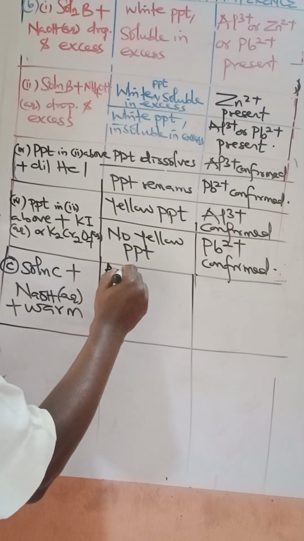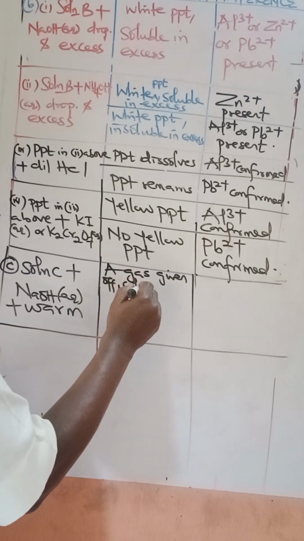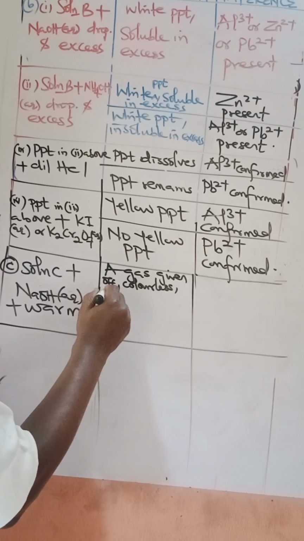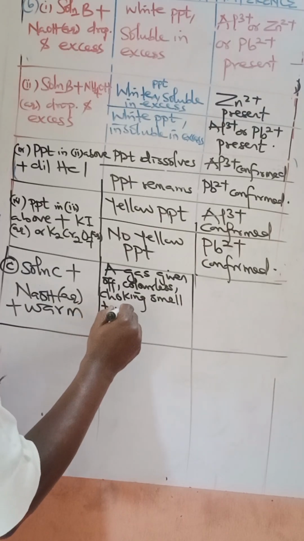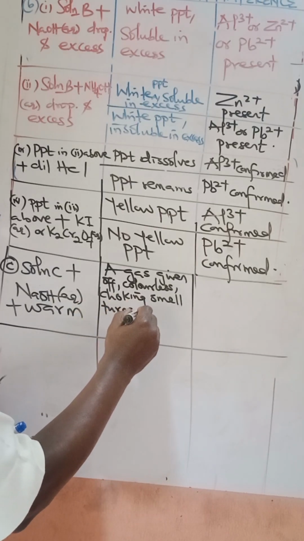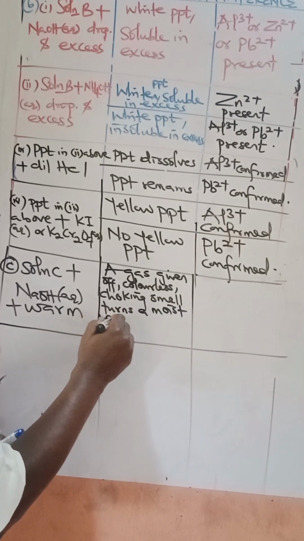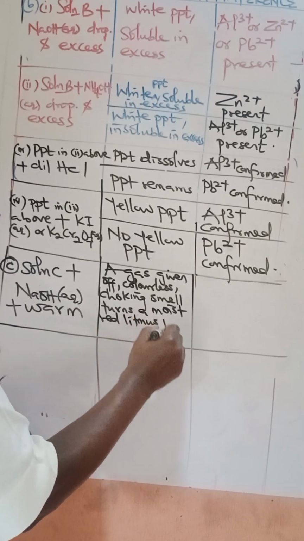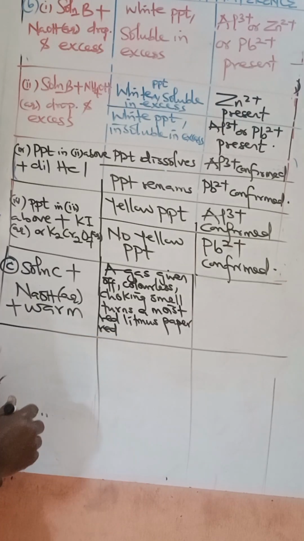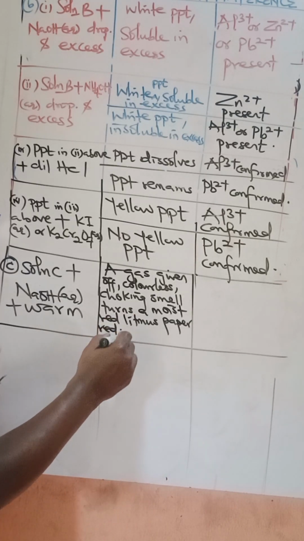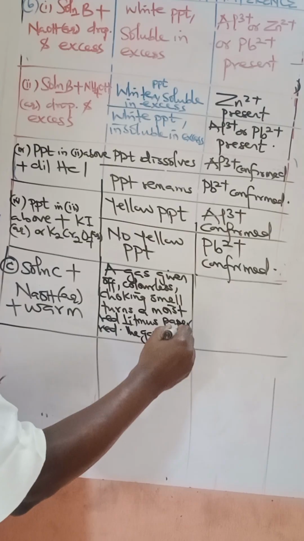So a gas is given off, colorless, with a choking smell, that turns moist red litmus paper blue, and forms a dense white film with HCl. That is ammonia. The gas is ammonia gas.